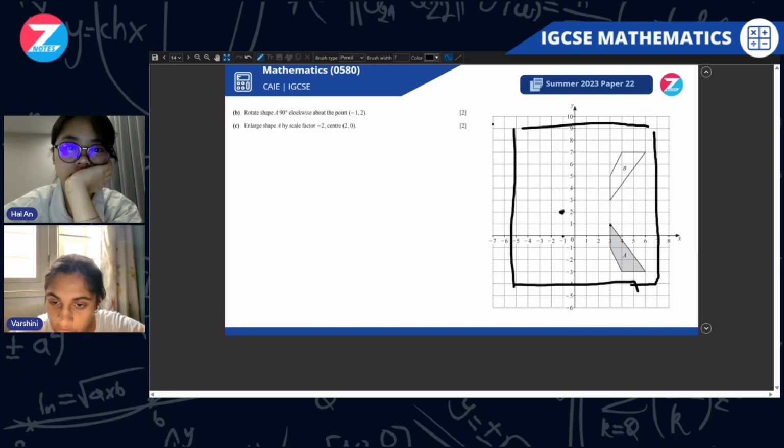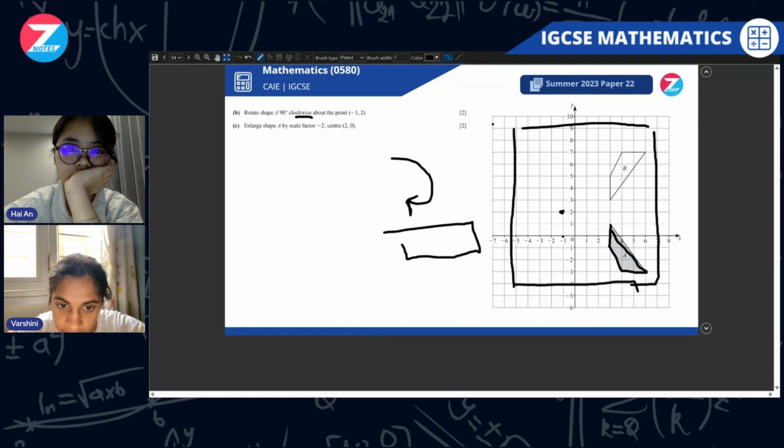And then you keep your pencil on this point, and you put your tracing paper down, and then you trace shape A onto your tracing paper. And then you're going to rotate your tracing paper clockwise, this way, until it looks like this instead of this. So it's going to look like this.